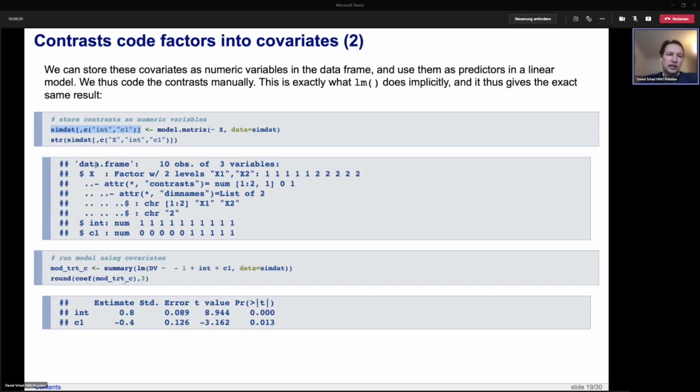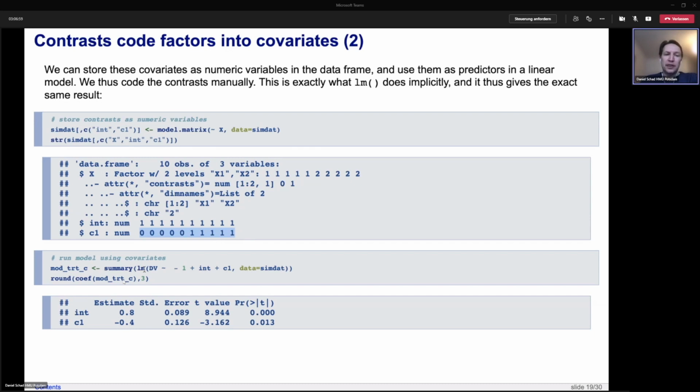So if we look at our data frame, we now have here a variable called int. This is just a vector of 1s. And we have this second variable C1, and that's now coding the contrast coding our conditions difference. So we don't have x1 and x2 anymore, but we have 0s and 1s here.